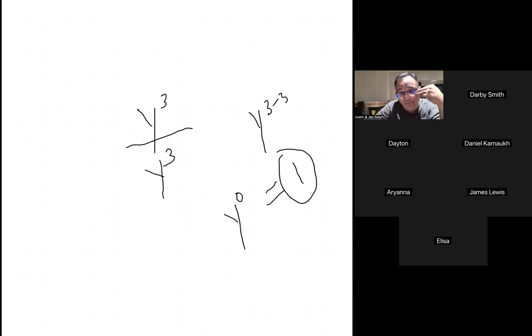Y to the 3 minus 3, y to the 0. Any term, whether it's a variable or a value, to the 0 power is always equal to 1.